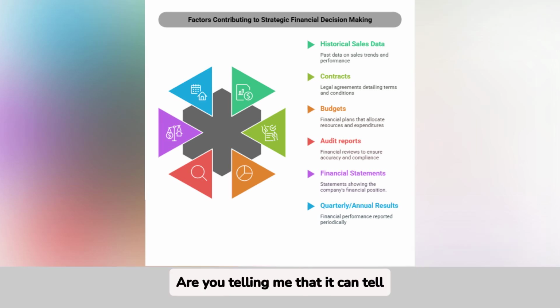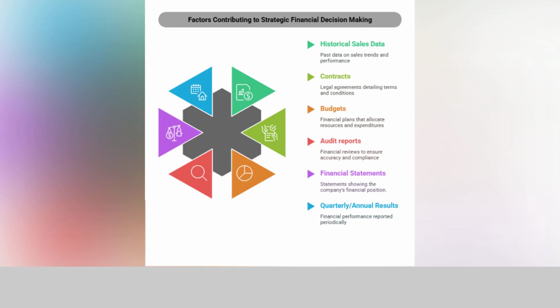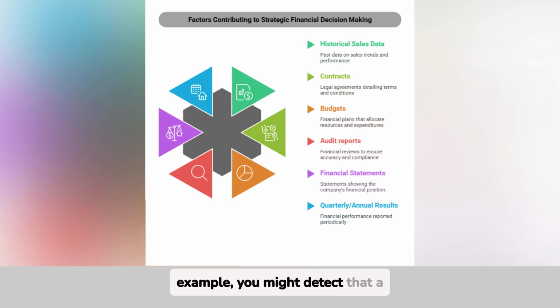Are you telling me that it can tell us, for example, which type of contract or customer is more profitable, not only in turnover, but in real financial terms? Exactly. And not only that, it can also show you how profitability evolves over time. For example, you might detect that a contract with a small customer that seemed profitable in the first few months actually consumes a lot of internal resources, generates hidden costs for support or travel, and in the end, leaves a very low or even negative net margin.